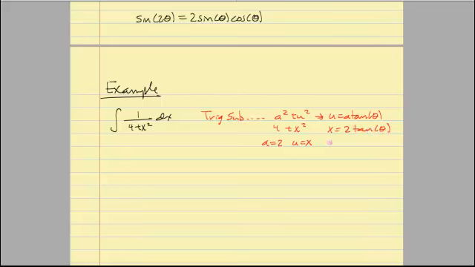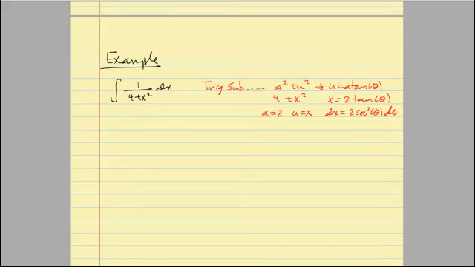Now I also have to find dx. The derivative of tangent is secant squared of theta d theta. Now one thing I want to keep in mind, the name of this process is called trig substitution. So now I need to make that substitution.